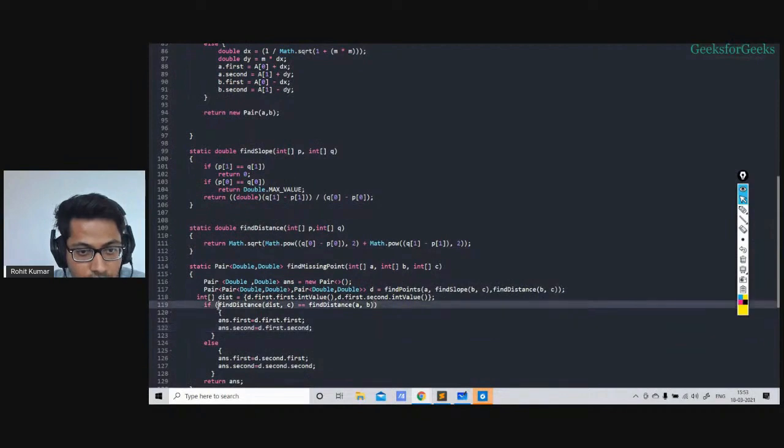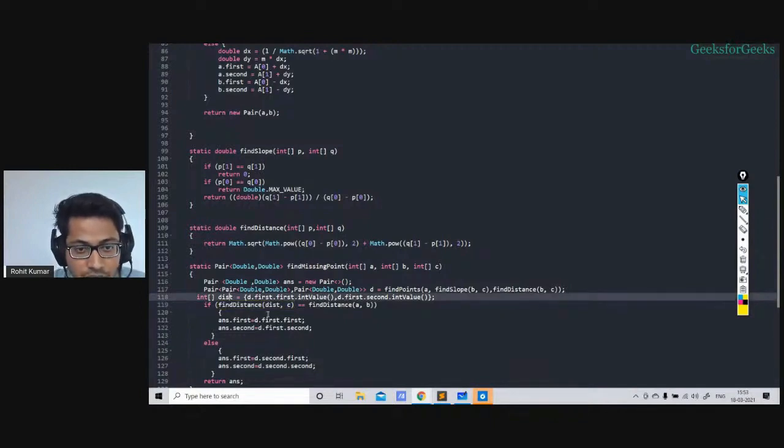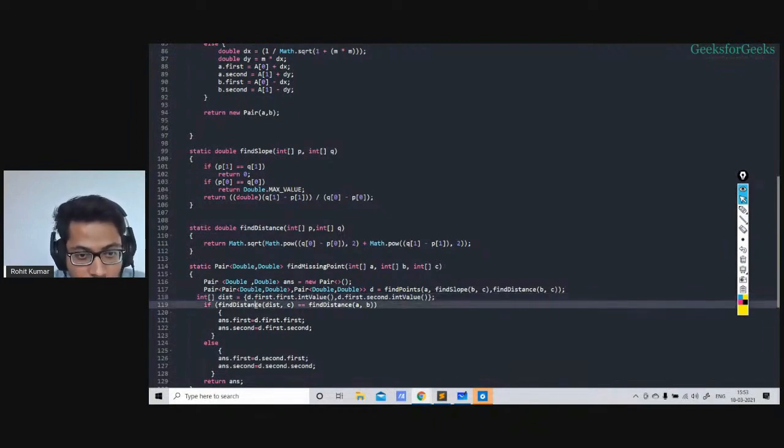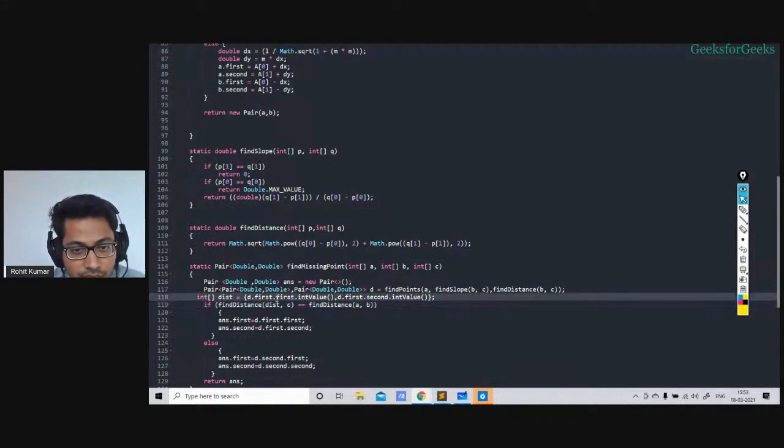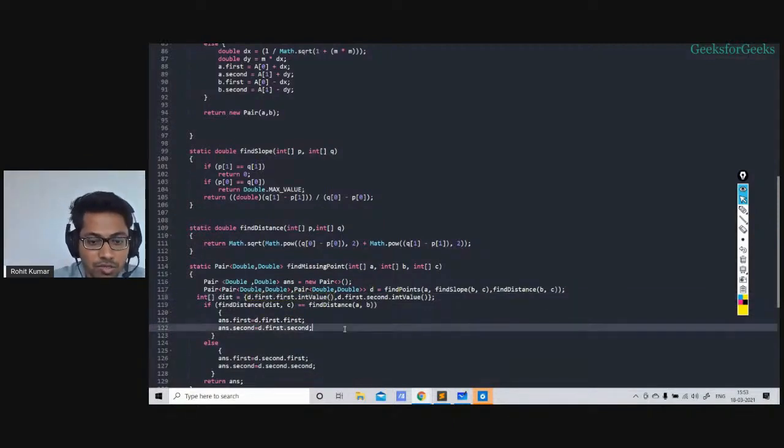Now let's come to the find distance function, and you can clearly see that in my dist I have my 2 points. Now let me try to read it out, how things are going. So first we are finding out find distance. We are sending dist comma c. So what is there in dist? In dist you have your d dot first dot int value. Let me break this down and explain it to you.